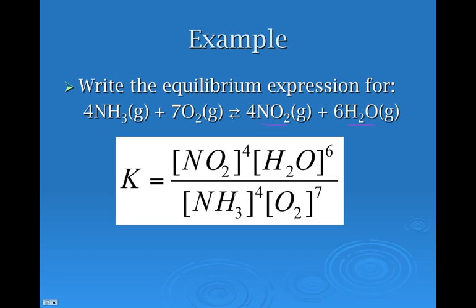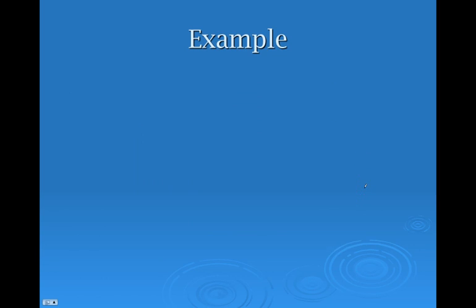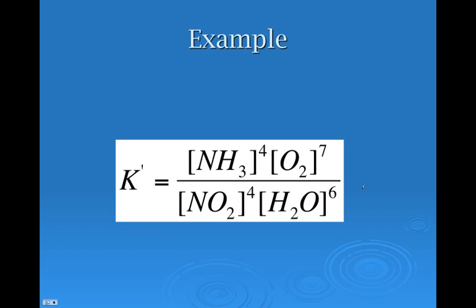On another note, I don't remember if we've talked about this, but what happens if you reverse the reaction? Well, if you reverse the reaction, the reactants become the products, and the products become the reactants. So everything just becomes inverted, as you can see here. Now the ammonia and oxygen are on top, because with a reverse reaction they become the products.